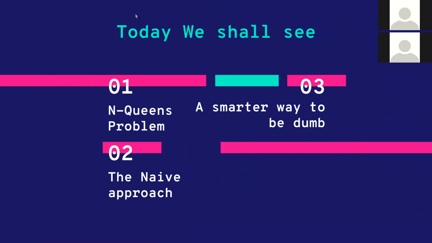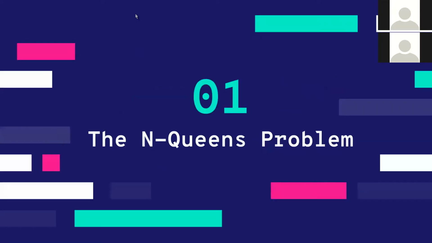So, we'll go through this step by step. Firstly, we'll see what the N Queens problem actually is. Then we'll discuss a naive approach, that is a very basic solution that somebody might think of. And thirdly, we'll go to a more intelligent solution, a better solution. I mean, it is still brute forcing, but it is a better kind of brute forcing. So we'll explore what that is.